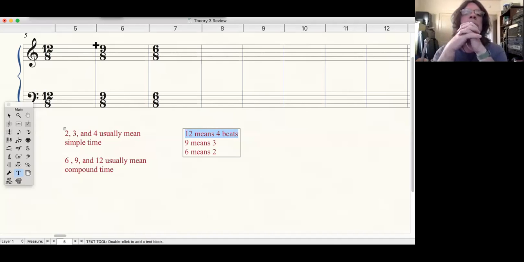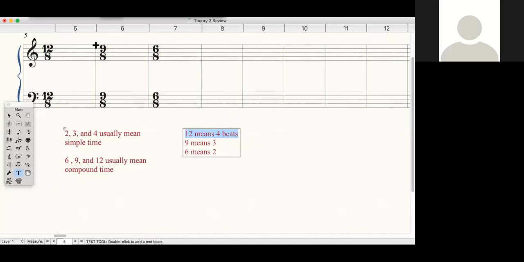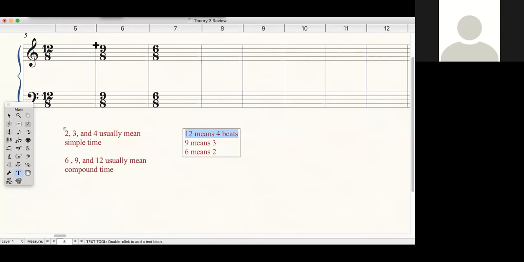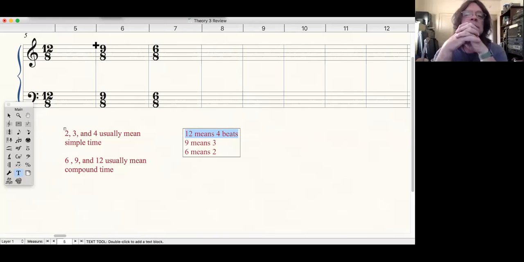12/8 sounds like this. 1 and 2 and 3 and 4 and, there's the 4 beats, and the ands, if you added them all up, was 12. 9/8 is 1 and 2 and 3 and. 6/8 is 1 and 2 and.